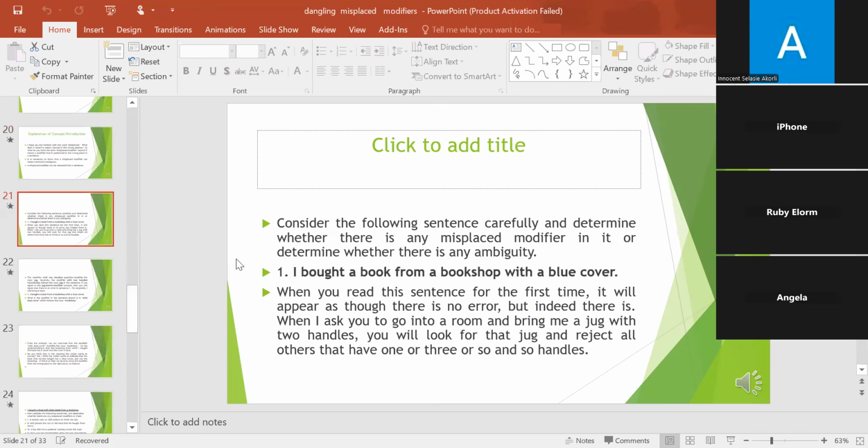Let's look at this example. Now read this one, please. Consider the following sentences carefully and determine whether there is any misplaced modifier in it, or determine whether there is any ambiguity. 1. I bought a book from a bookshop with a blue cover. Now, when you read this sentence, it might look like there is no mistake here. But grammatically, there is a mistake.